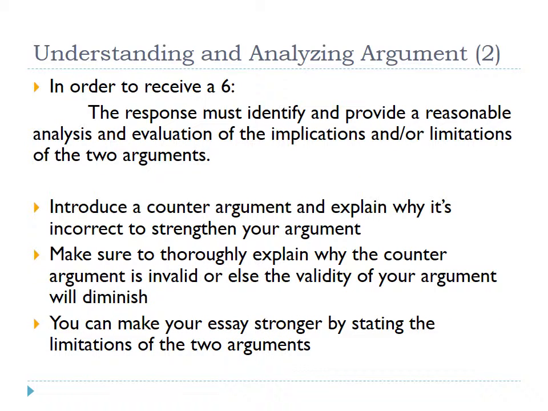So the last part of the rubric is understanding and analyzing argument 2. To receive the 6, the response must identify and provide a reasonable analysis and evaluation of the implications or limitations of the two arguments. Therefore, you always have to introduce a counter-argument and explain why it's incorrect to strengthen your argument. Always make sure to thoroughly explain why the counter-argument is invalid, or else the validity of your argument will diminish. And then you can make your essay stronger by stating the limitations of the two arguments.